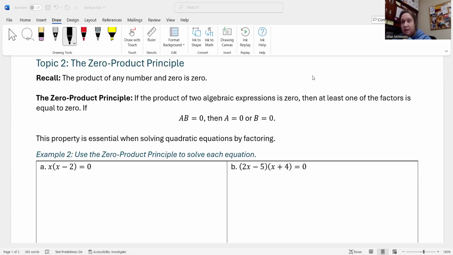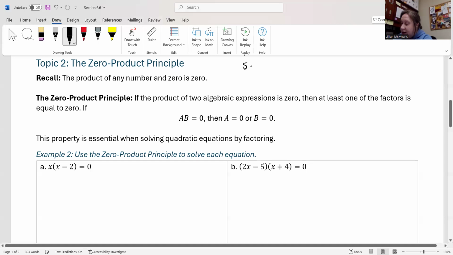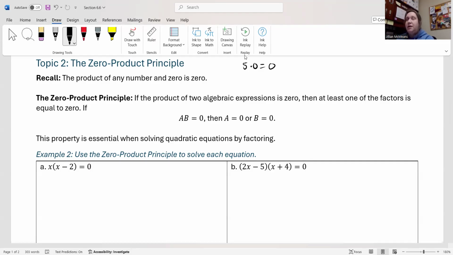And there's one key thing that you have to keep in your mind before we start talking about the actual zero product principle. And that is the product of any number and zero is zero. So if I have 5 times 0, that just has to equal 0. And the reverse of that: if I have a product that I know equals 0, what would those two factors be? Well, if you have a product of 0, at least one of the factors has to be 0. And that's exactly what the zero product principle is talking about.